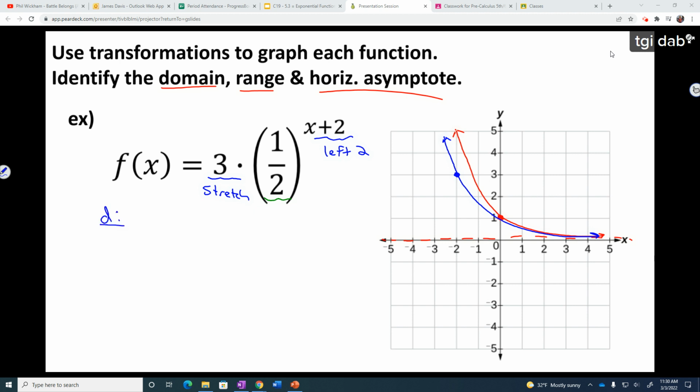So, domain's always the same, all reals. Range actually didn't change, right? We didn't move the asymptote, so it's the same, 0 to infinity. And even though it starts up at infinity, we still write the 0 first. Always write the lower number first. Then the horizontal asymptote is still in the same place, y equals 0.